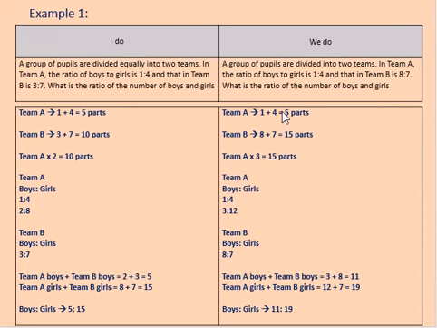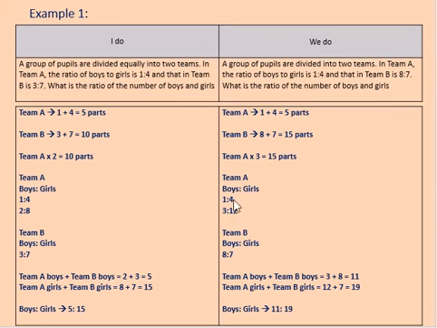Now remember, they were divided equally into these two teams, so both teams had the same amount of people. So the ratio should make up the same amount of parts. To do that, we're going to triple team A's ratio, turning it from 1 to 4 to 3 to 12. Now we can compare it with team B. Boys to girls in team A is 3 to 12. Boys to girls in team B is 8 to 7.